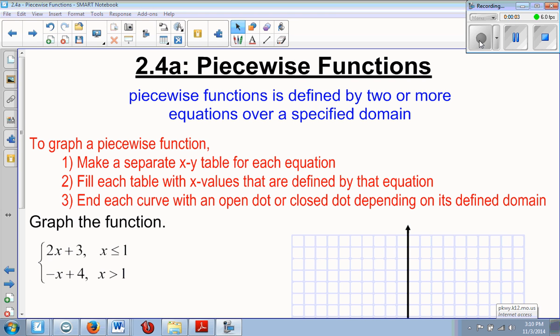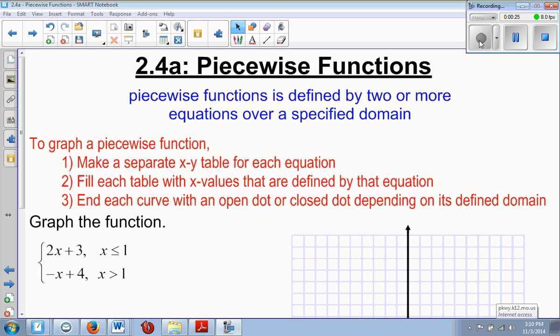This lesson covers graphing piecewise functions. As you'll recall from one of the lessons last week, a piecewise function is one that is defined by more than one equation. It could be simply two equations. It could be 3, 4, 5.